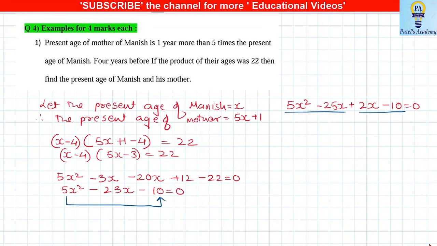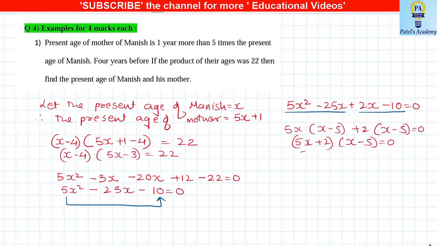After I take common 5x from the first bracket, I get x minus 5, 2 common, minus 5 equal to 0. So I have 5x plus 2, x minus 5 equal to 0. So 5x plus 2 equal to 0. I get x equals minus 2 upon 5, the first answer, and x minus 5 equal to 0, x equal to 5.